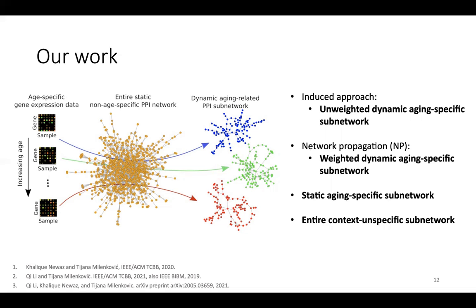In this study, we hypothesized that creating a dynamic aging-related PPI subnetwork using network propagation can better capture the aging-related information than either the induced approach, which gives an unweighted dynamic aging-specific subnetwork, or a static aging-specific subnetwork, or the entire context-unspecific network.